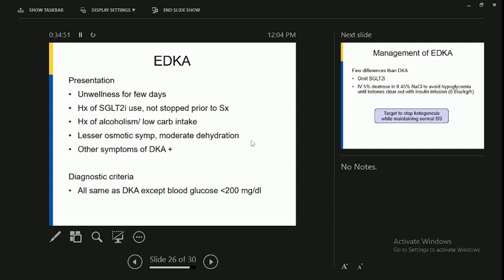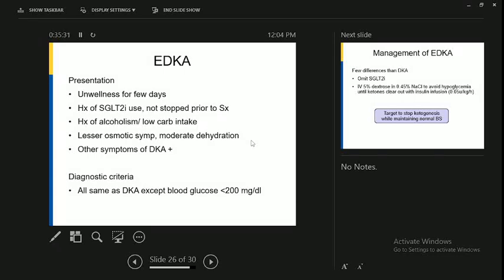A small talk about euglycemic diabetic ketoacidosis. It presents in a patient who was recently started on SGLT2 inhibitors like empagliflozin, canagliflozin, or dapagliflozin, coming with unwellness for a few days, or a patient who has undergone surgery in the presence of SGLT2 inhibitors, because you have to omit SGLT2 inhibitors at least 2 to 3 days prior to surgery. When there's a stress like sepsis or surgery in the presence of SGLT2 inhibitors, the patient will have unwellness. Then you have to think of euglycemic diabetic ketoacidosis.